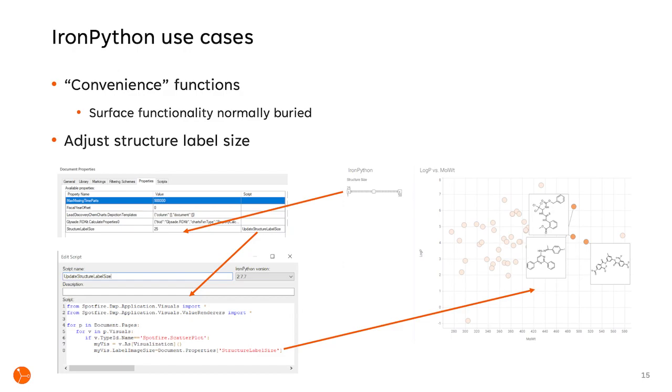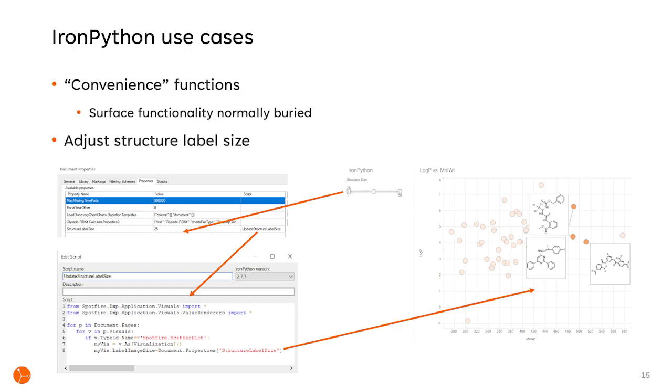But the feature here is that whenever that number changes, a script is run. It's a very simple little script, only a few lines of code. What it does is loop through all of the tabs on your dashboard and all of the visuals, and if it's a scatter plot, it changes the size of the structure label to be the size of the slider. Very quickly, you've got a slider. You just adjust it, and immediately on screen, the size of the structures increases or decreases.